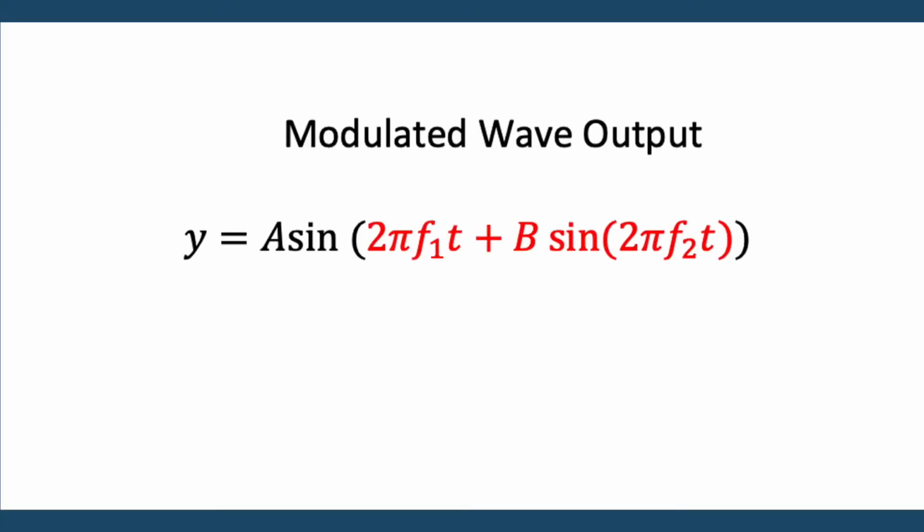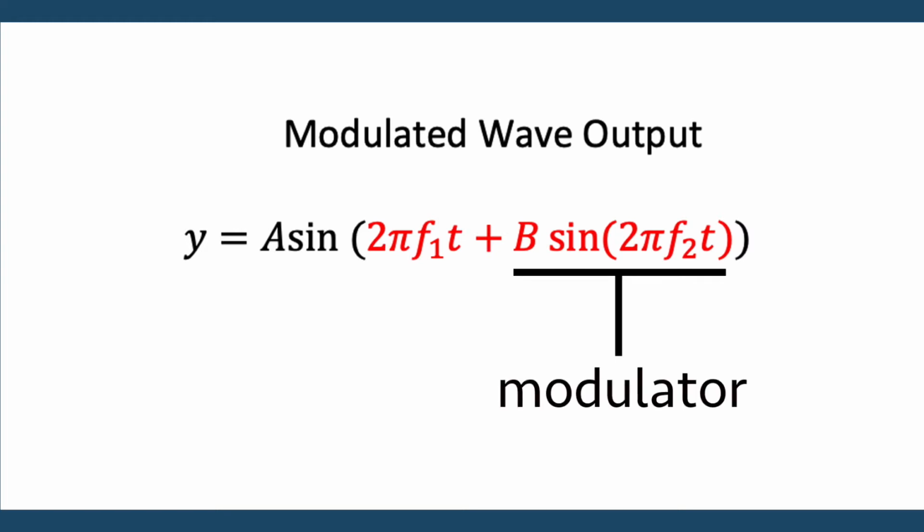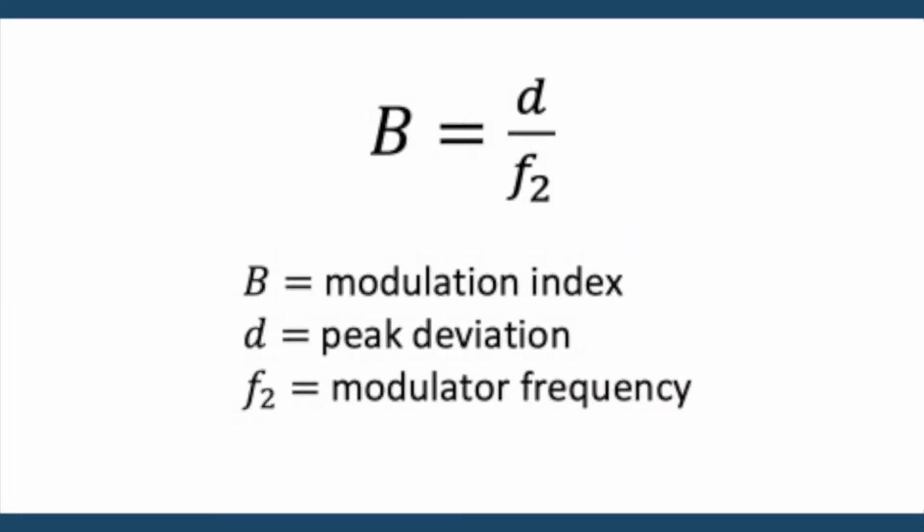When we use the modulator to change the frequency of the carrier, the resulting wave will have the following equation. Y equal to a sine of 2 pi f1t plus b sine of 2 pi f2t. It's important to notice that the modulator wave's output adds to the argument of the carrier wave, which means the frequency and the amplitude of the modulator play a role in modulating the frequency of the carrier. In fact, as b gets larger, the harmonic content grows.